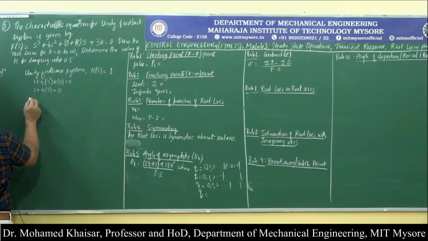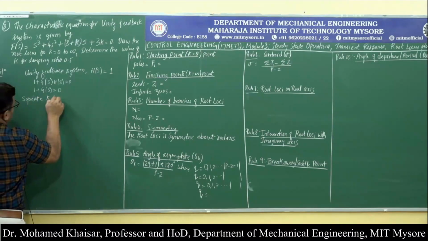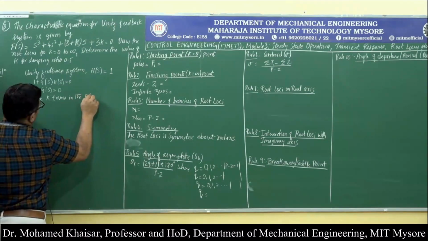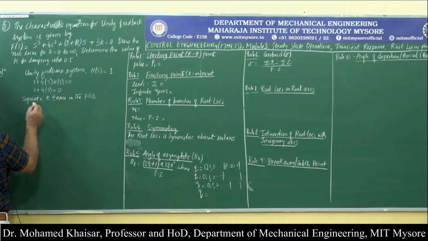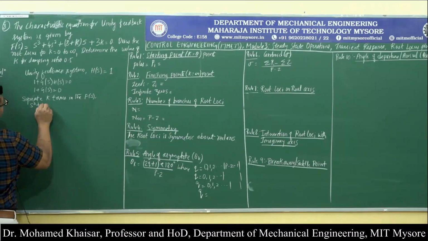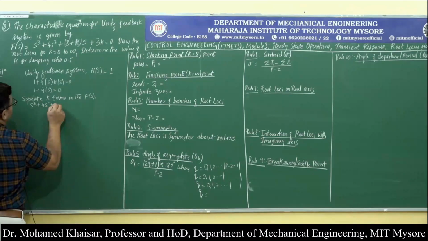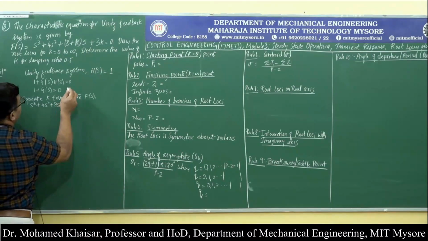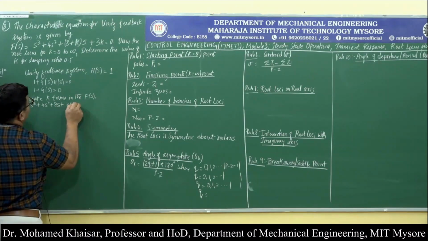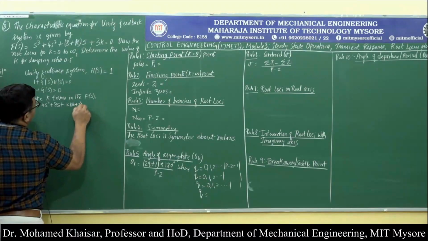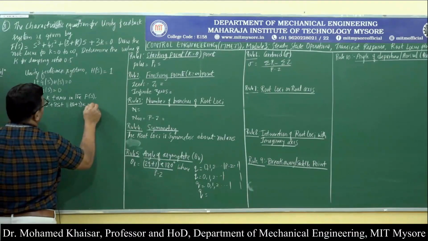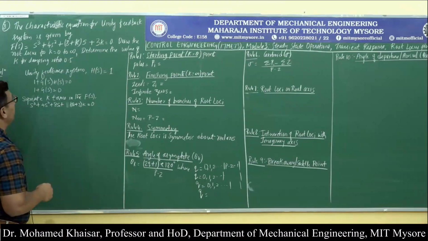In the given characteristic equation, we will separate the k terms. Then what we will get is s cube plus 4s square plus 8s plus k into (s plus 3), equal to 0. This is what we are going to get.